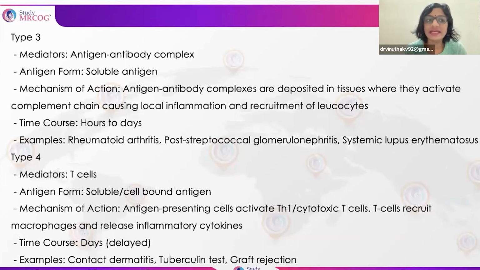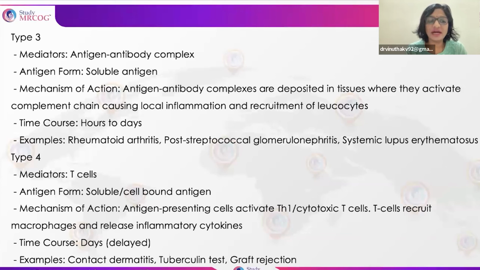Coming to type 3, it is antigen antibody complex that deposits in the tissue. This is the keyword. You should never forget this keyword. Again, it is a soluble form antigen. Once this gets deposited in the tissue, it causes local inflammation and recruitment of leukocytes. This can occur anywhere between hours to days. The examples are rheumatoid arthritis, post-streptococcal glomerulonephritis, and systemic lupus erythematosus.